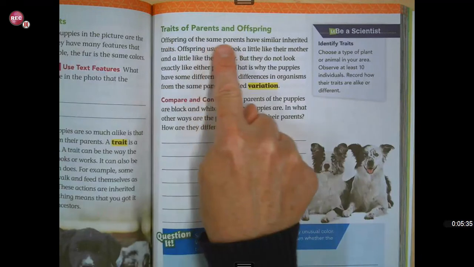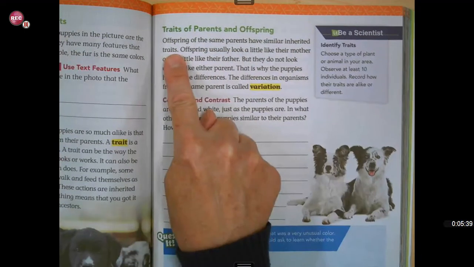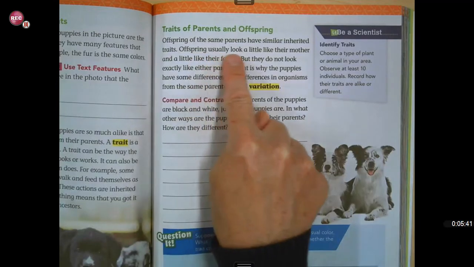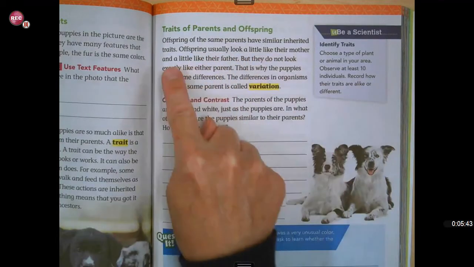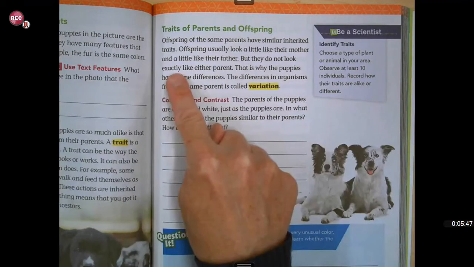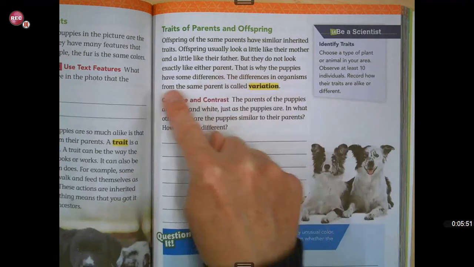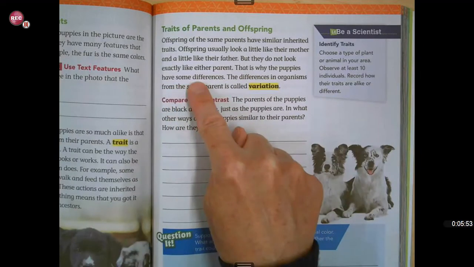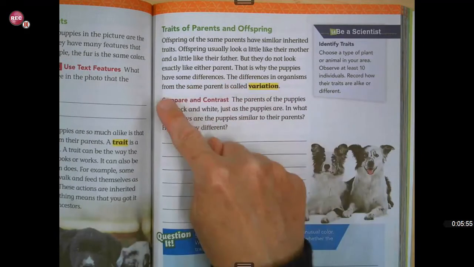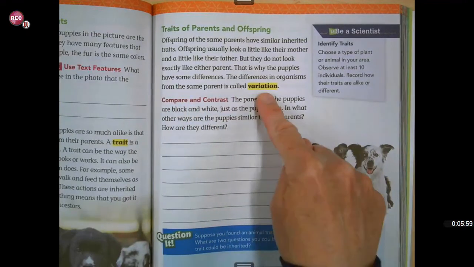Offspring of the same parents have similar inherited traits. Offspring usually look a little like their mother and a little like their father, but they do not look exactly like either parent. That is why the puppies have some differences. The differences in organisms from the same parent is called variation.